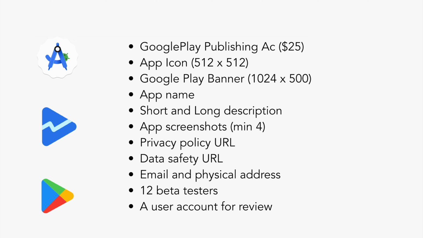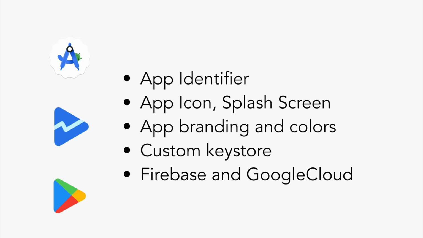Now, time to generate the Android app bundle, which is required for publishing. But before generating the bundle, make sure you have set up everything correctly in your project. Like app identifier must be unique and properly registered. App icon and splash screen. Ensure you have set up colors and theme aligning with your brand and you have created a custom keystore to sign your app bundles. And Firebase is needed for analytics, push notification, and cloud messaging, and Google Cloud for Maps, Play Integrity, and several app features.